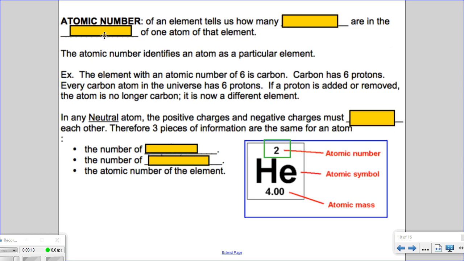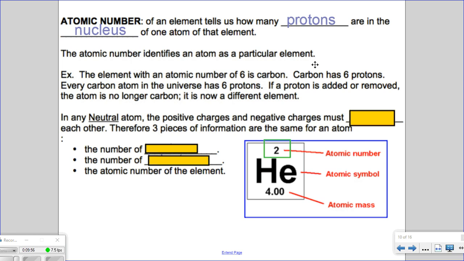So the atomic number, which goes above the symbol here, tells us how many protons are in the nucleus of one atom. This atomic number for helium tells us that helium has 2 protons. Keep in mind that the atomic number identifies an atom as a particular element. Each element will have a unique atomic number. If you change the atomic number, you change the number of protons in the nucleus, and when you change the protons in the nucleus, you change the identity of that element.